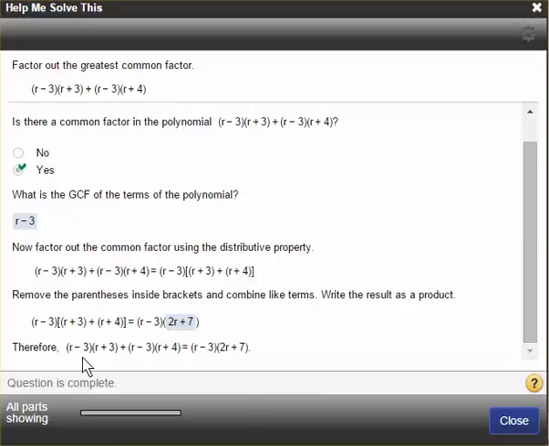We have this original problem where we had an r minus 3 in both of the terms, and then when we factored it out, what was left was this combination of like terms here, the 2r plus 7.